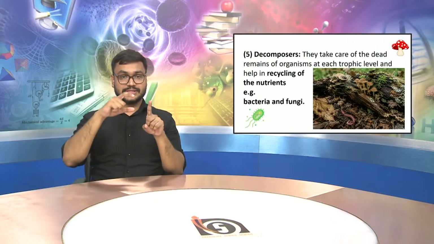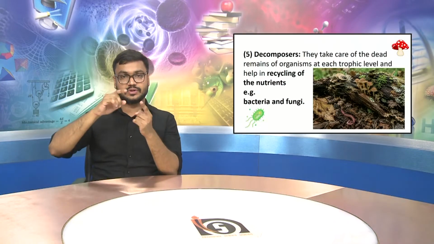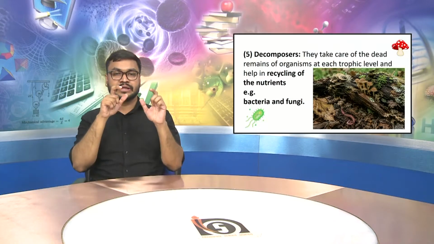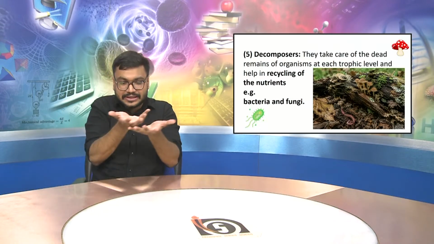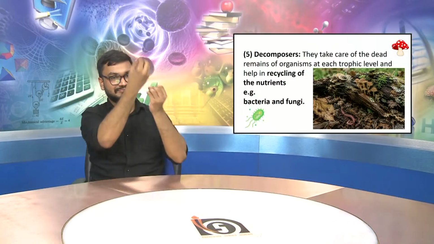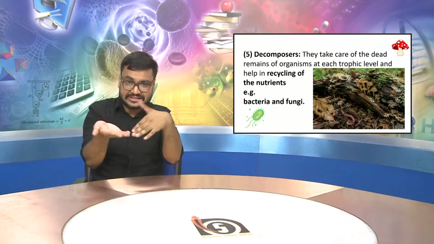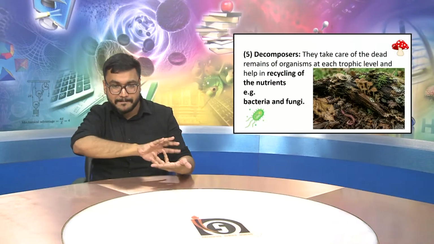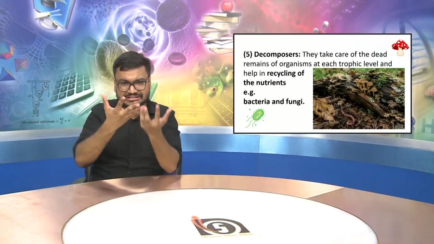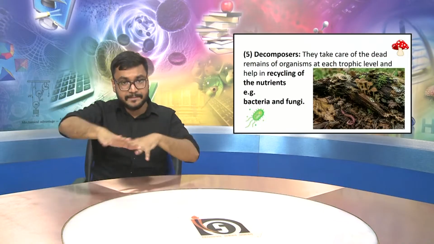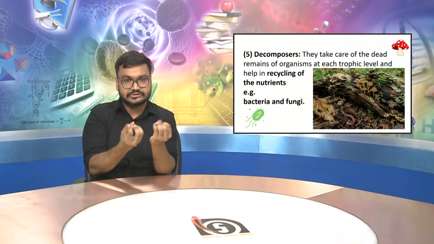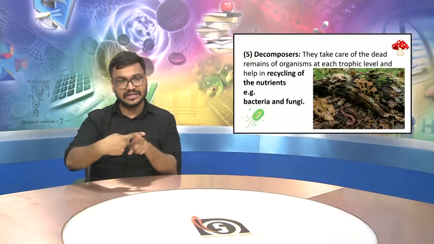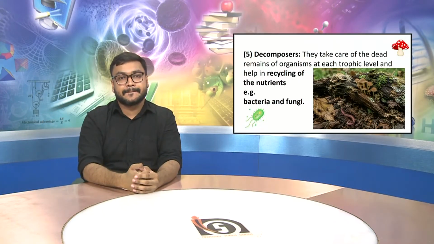And the fifth level of trophic is decomposers. They take care of the dead remains of organisms at each trophic level and help in recycling of the nutrients. For example, bacteria and fungi.